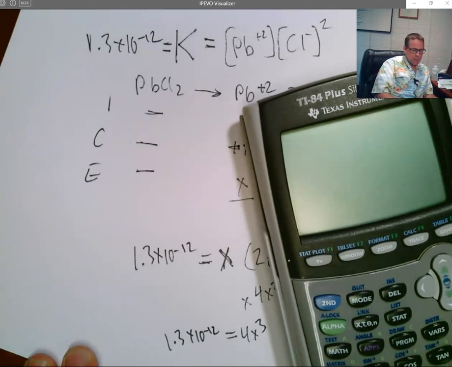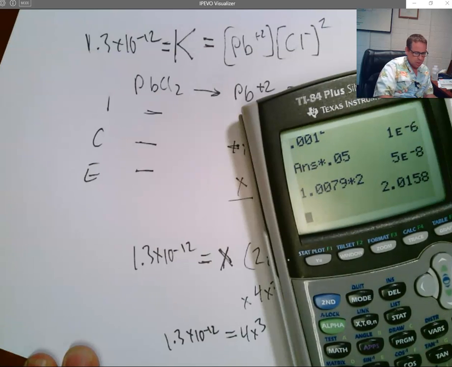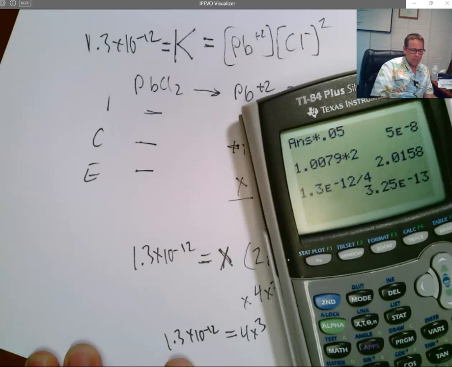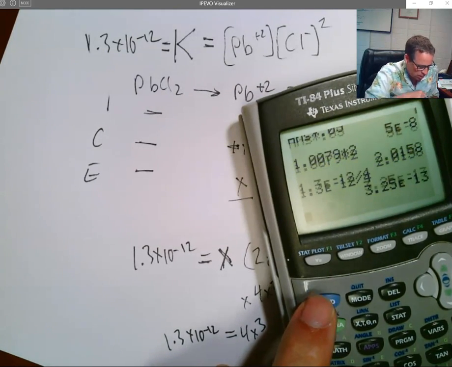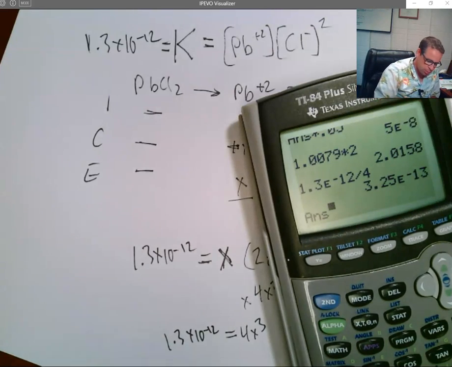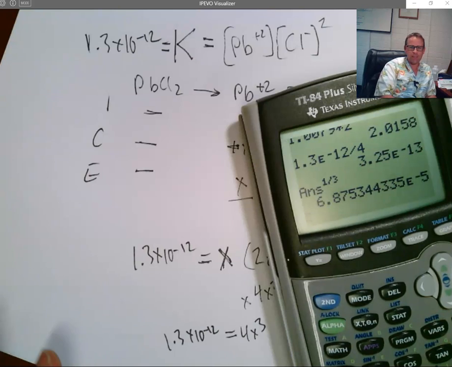I can use my calculator. 1.3 times, try again, 1.3 times 10 to the minus 12 divided by 4, getting rid of the 4 there, and then now I need to take the cube root. How do I take the cube root? There's a different way, but I'm not going to teach you that. You can look online if you want to, but I like to raise it to the 1/3 power. That's how you take the cube root cleanly in your calculator.